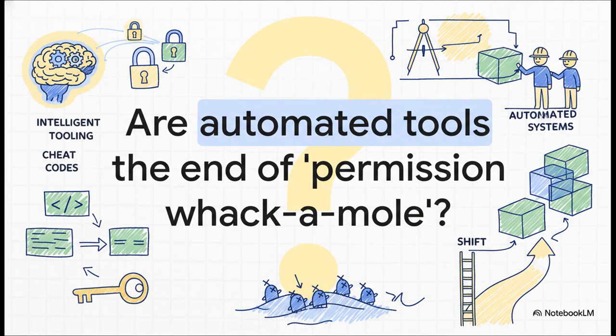So that leaves us with a pretty cool question to think about, right? With all these smart tools that can auto-generate policies and even fix our mistakes for us, is the era of permission whack-a-mole finally over? And I think what it means is that our role as developers is evolving. We're shifting away from being the people who painstakingly craft every single line of JSON. Instead, we're becoming the architects who guide and validate these incredibly powerful automated systems. The game hasn't just changed, it's like we've finally been given the cheat codes.